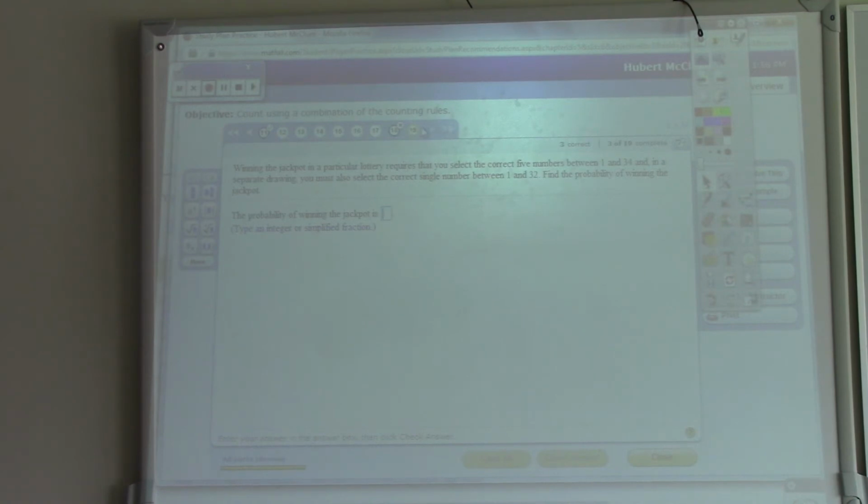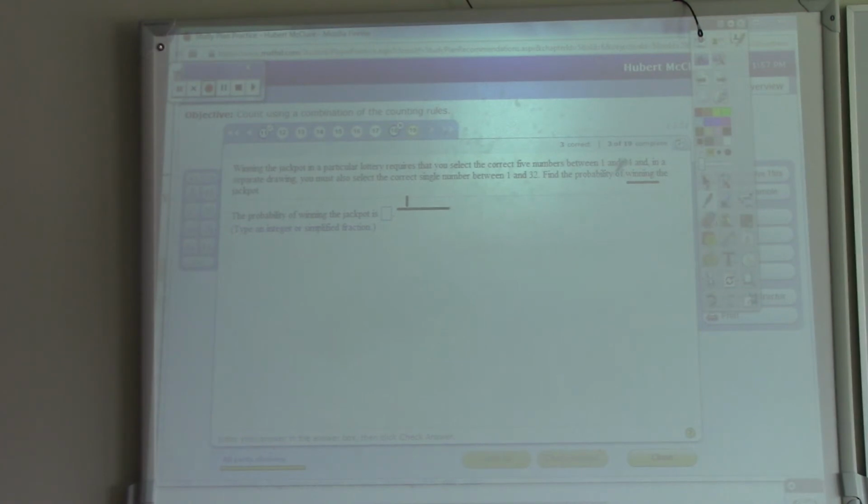And here's another test question. Winning the jackpot in a particular lottery requires that you select the 5 numbers between 1 and 34. And in a separate drawing, you must select the correct single number. Now, we've done this one. We did the Powerball and the Mega Million. Same thing. So, find the probability of winning. Again, winning means that you're buying a ticket. So your answer is going to be under 1, or 1 over some big number.